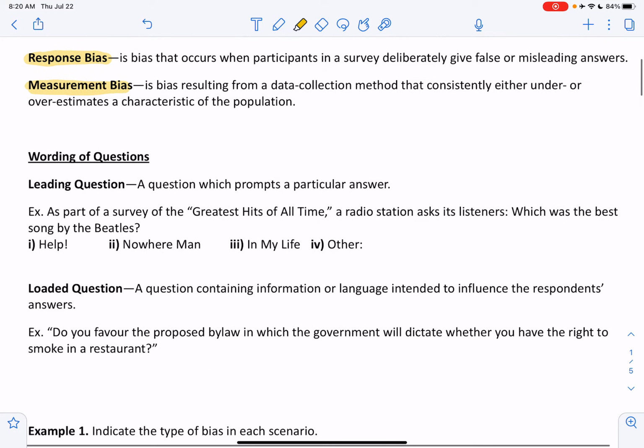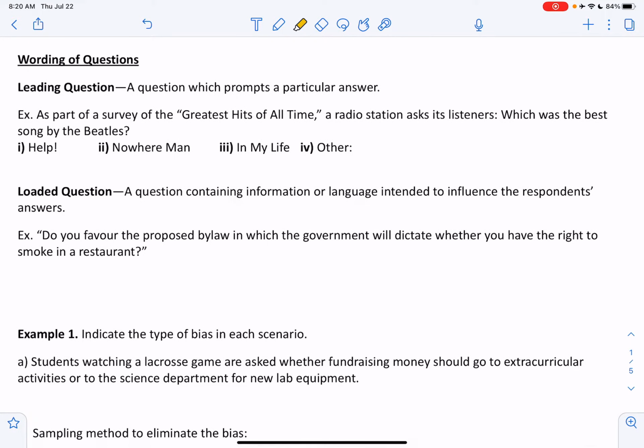Okay, another really important piece is our wording of questions. One thing we want to avoid is what's called a leading question. A leading question prompts a particular answer. So for example, as a part of a survey of the greatest hits of all time, a radio station asks its listeners, what was the best song by the Beatles? And they provide these options here.